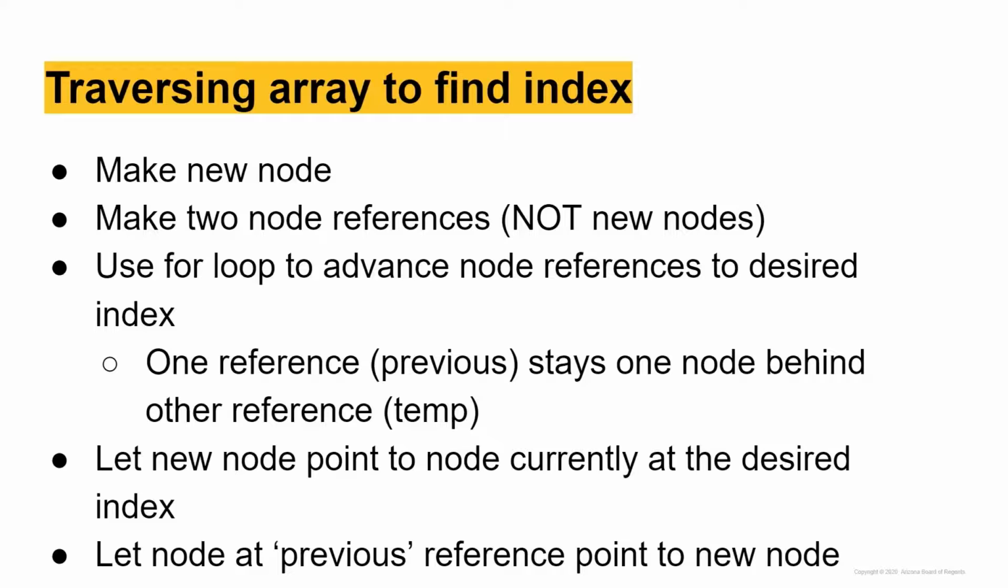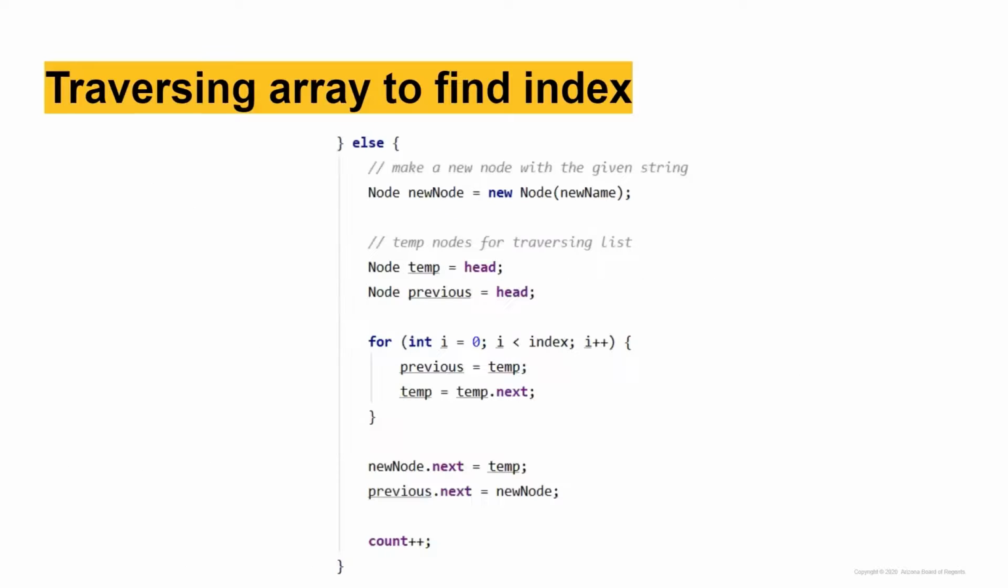And saying, okay, this is my index now. I'm going to point to you. And then we're going to let the node at previous refer to this new node. Because before, the node at previous was referring to the node that's currently at the desired index. So we're just going to wedge our new node in between those 2 other nodes and preserve our links through the next node references. So this is what that looks like.